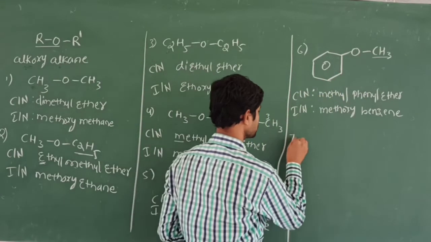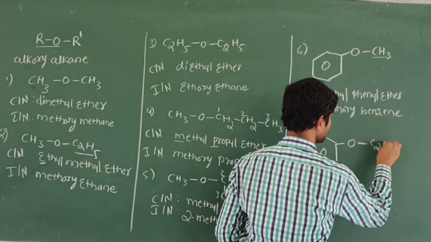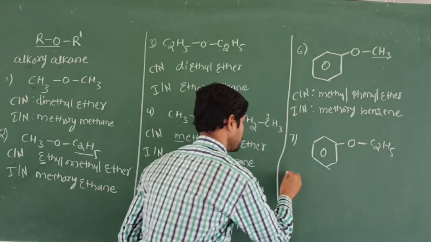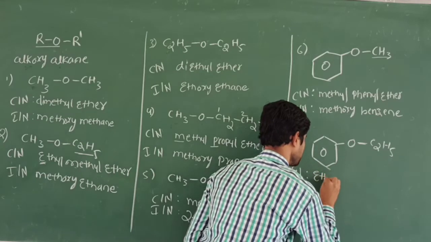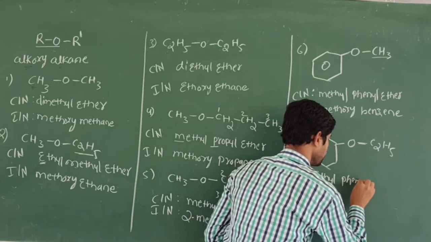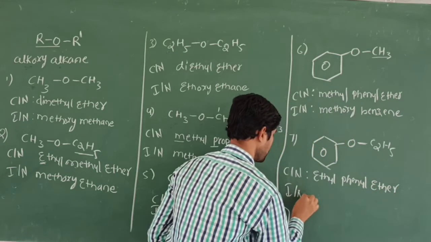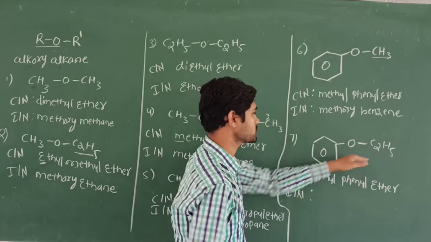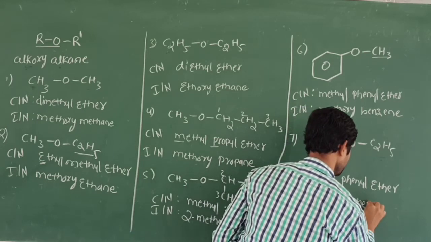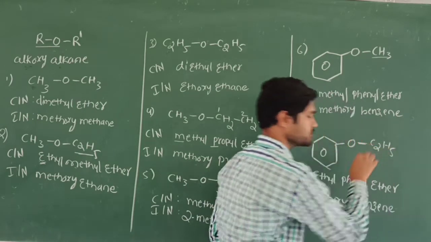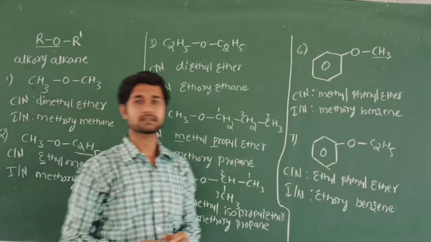Let's discuss the last one. I am going to replace CH3 with C2H5. So what will be the common name here? This is called ethyl phenyl ether. For the IUPAC name, it is called ethoxy because of the two carbons. Its name is called ethoxy benzene. So like this, we are going to study the IUPAC nomenclature of these ether compounds.